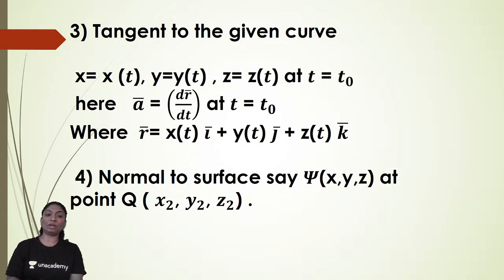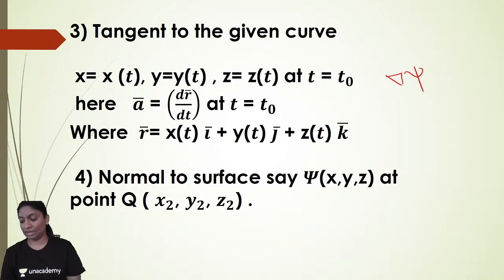That we will find out. Now here we will find the normal vector by using del psi. Okay, del psi at x, y, z. So there we will find the normal vector del psi. So after calculating del psi at that point x2, y2, z2, that becomes your vector a bar. Okay. So now I think you are all clear.